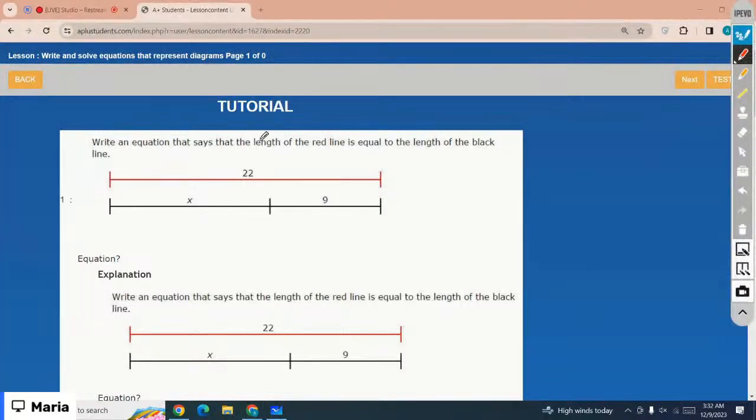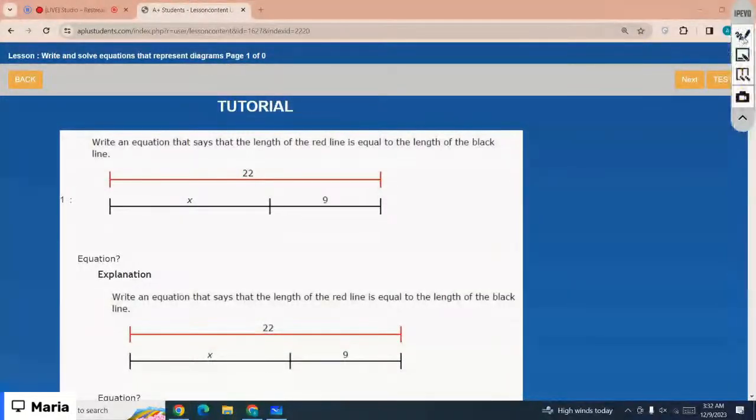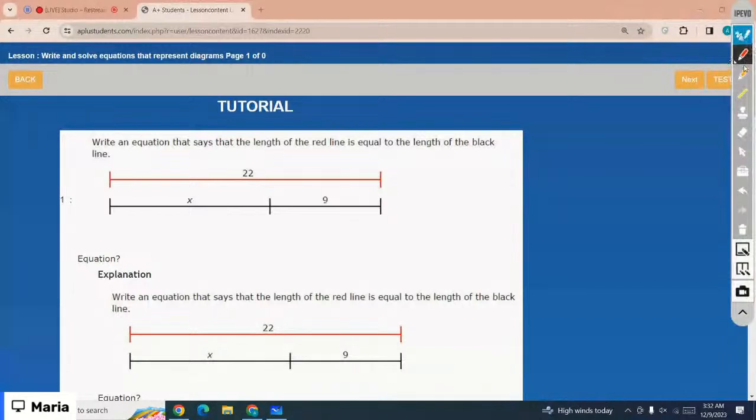Here the length of the red line is given, and the black line is divided into two parts, one of them is x and the other is 9. This x plus 9 is the length of the black line, right? And that equals the red line. So the equation is x plus 9 equals the red value. Both the lines are exactly equal, so you just see the values written on the lines and equate them. Okay, let's just start with the test questions.